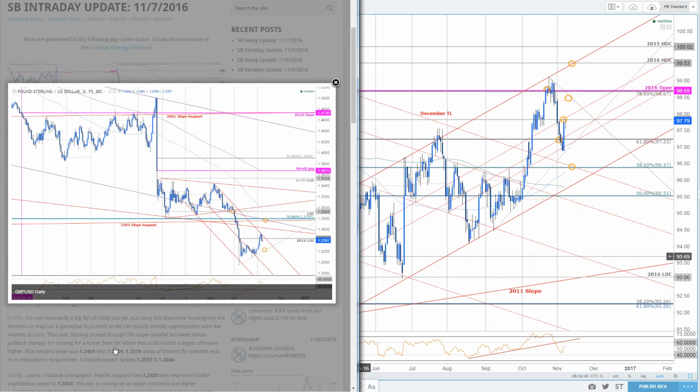As I noted in the report, I'm not really a big fan of the cable just yet, but during these times when you have big market event risk, obviously volume is going to dwindle down. This is the best time to map out your levels and have a game plan so that you know what the critical levels are once the market finally does get going.